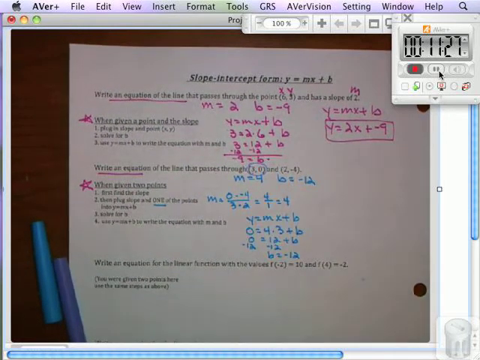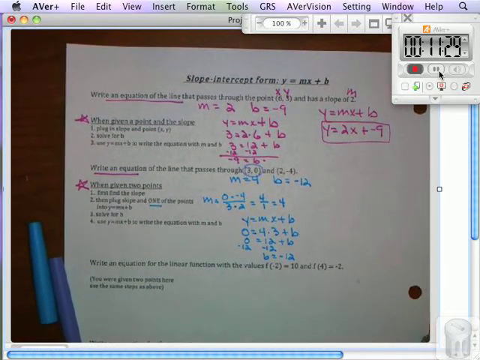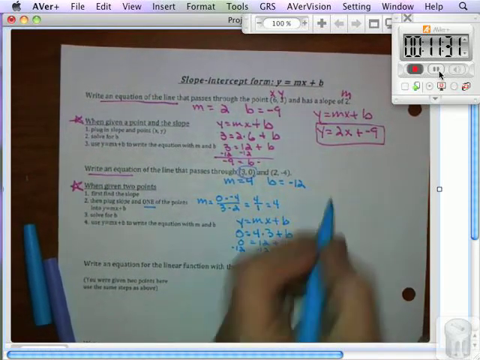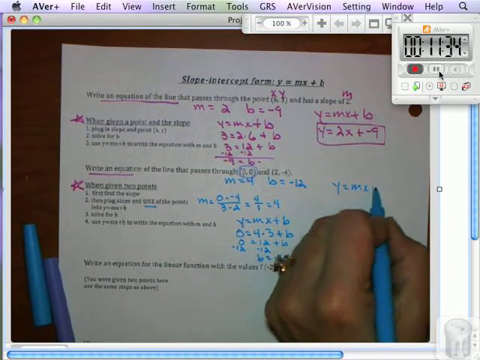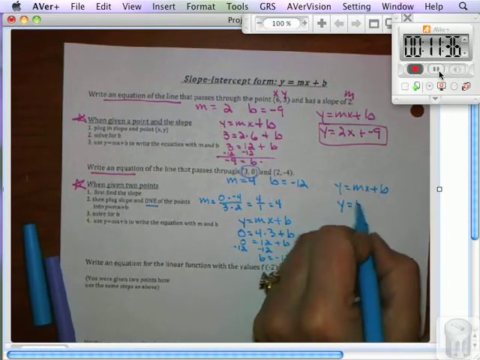Oh, okay. I have my slope and I have my b. I can write the equation of the line. Y equals 4x plus negative 12.